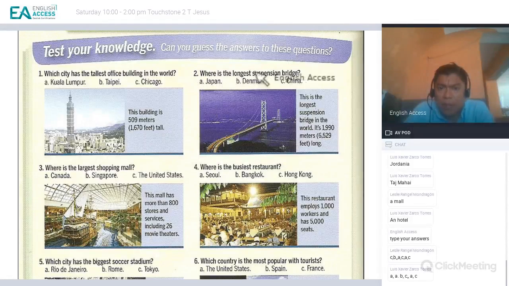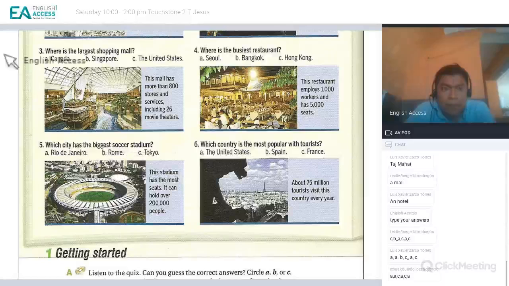Number two, where is the longest suspension bridge? In Japan, in Denmark, or in China? Leslie, it's actually Japan. So Javier is correct, Japan. And still is in Japan. Number three, where is the largest shopping mall? Canada, Singapore, or the United States? It used to be in Canada, but now it's in the United States.